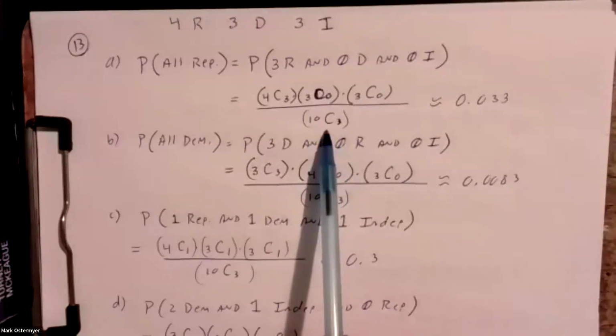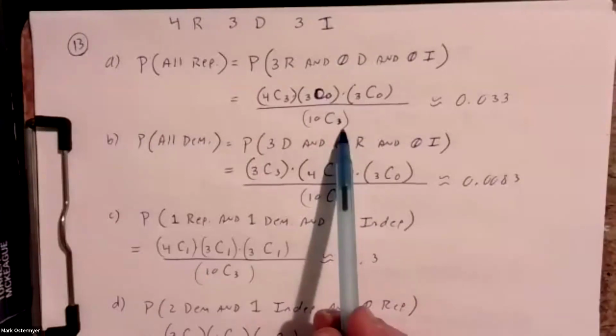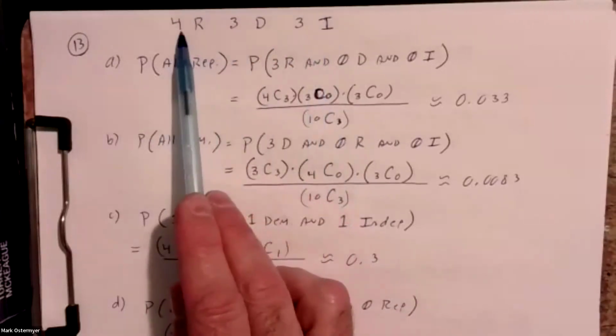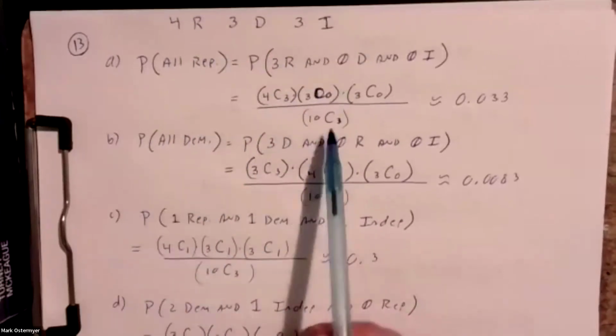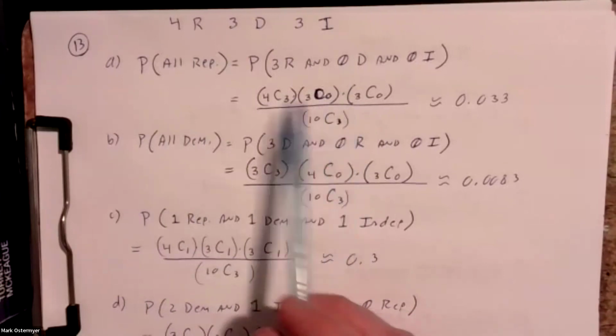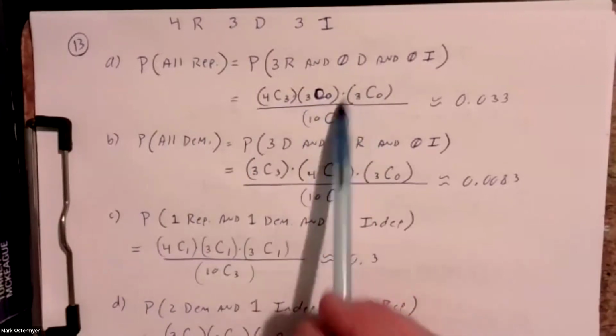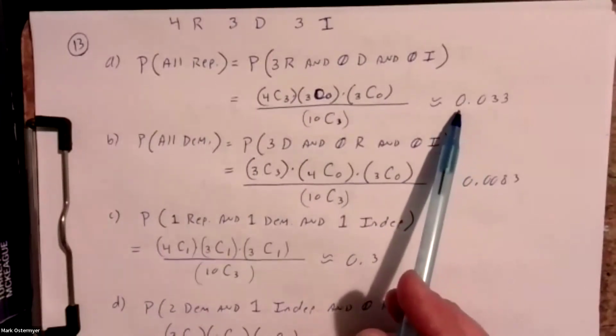Divided by how many ways can I select 3 politicians from 10 total available? 4 plus 3 plus 3 is 10 total available. Order doesn't matter. That'll be 10 in combination with 3 ways. And when you get on your calculator and compute this all out, it should be about 0.033. Anybody get that there? I did. 0.033.